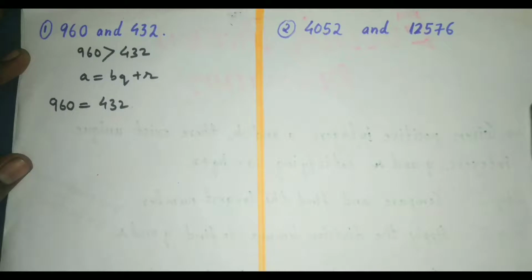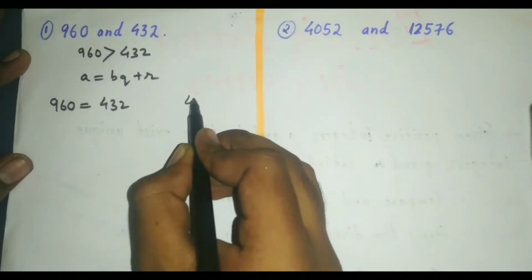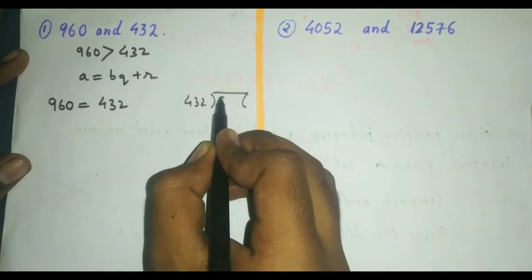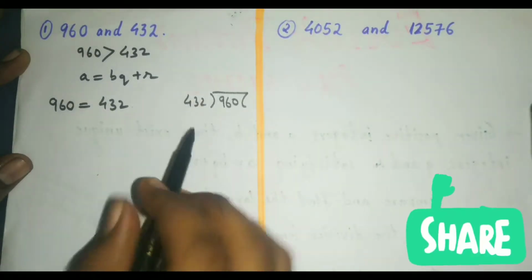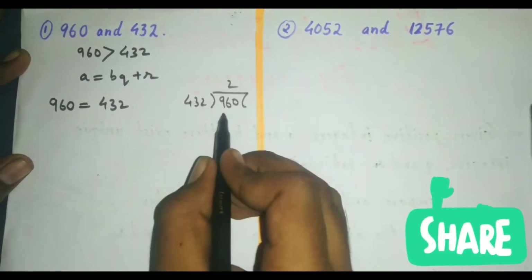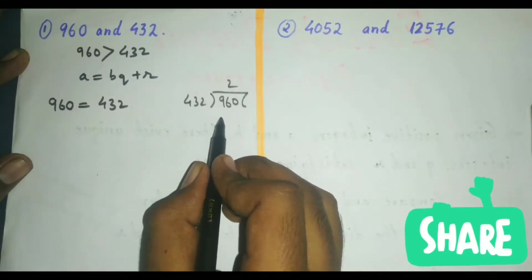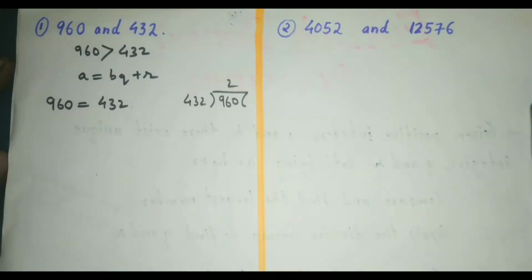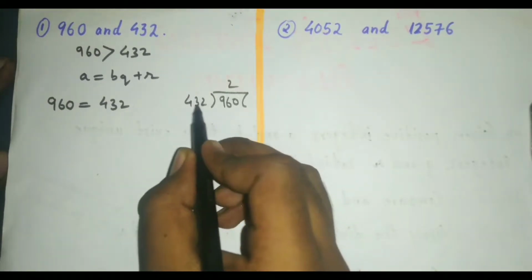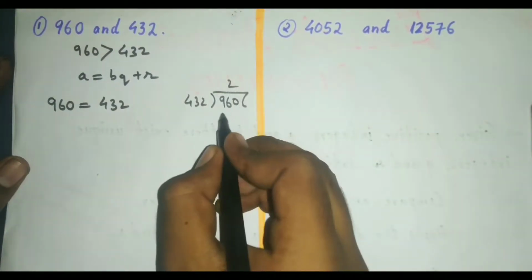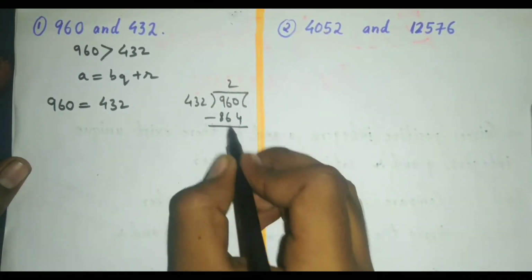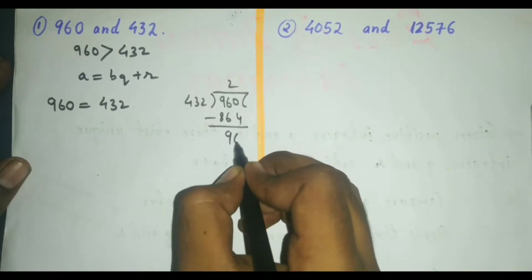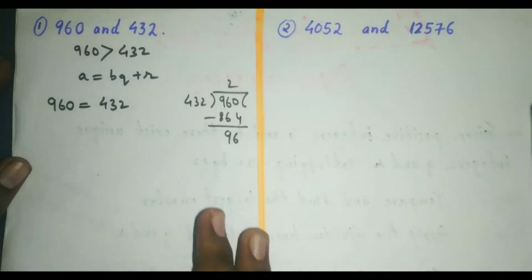Now what you have to do is divide 960 by 432. I hope you know how to divide. So you can observe that 432 into 2 we'll get 864. Now just subtract and you will get 96. So basically what are the quotient and the remainder here?